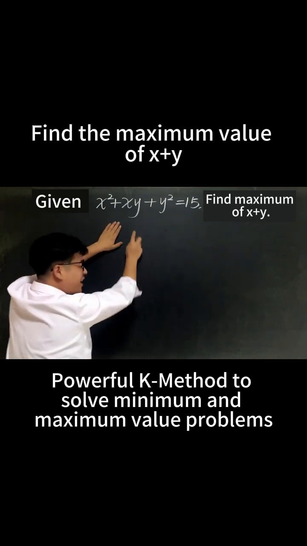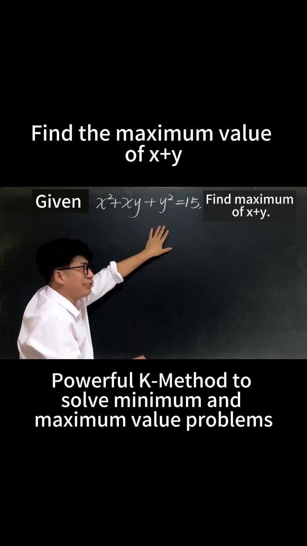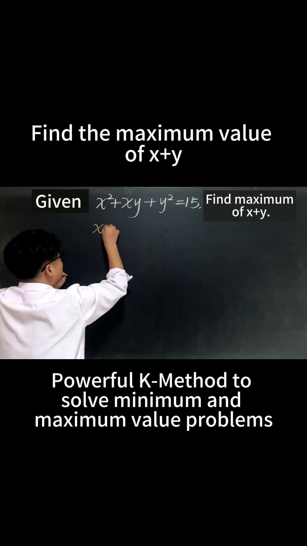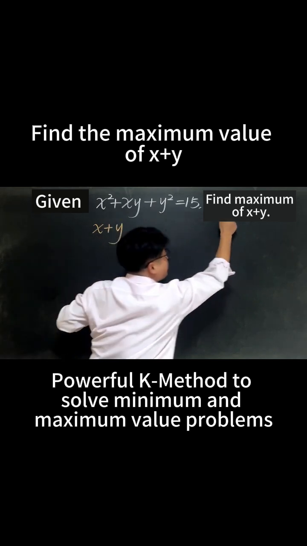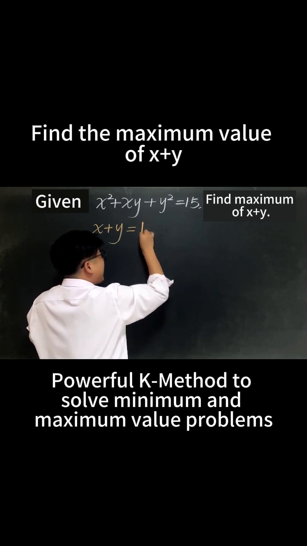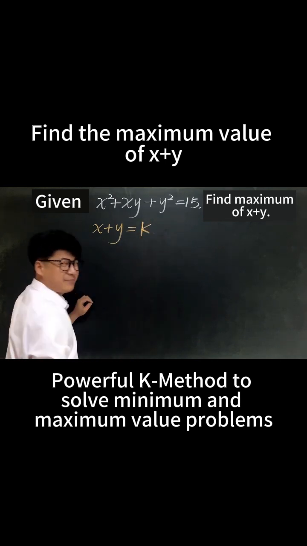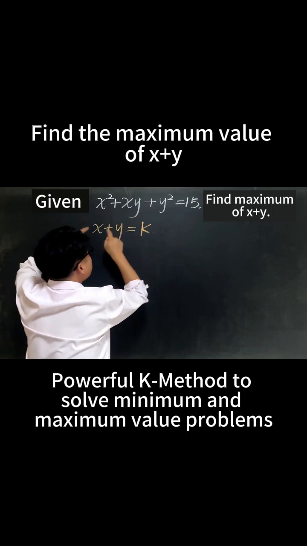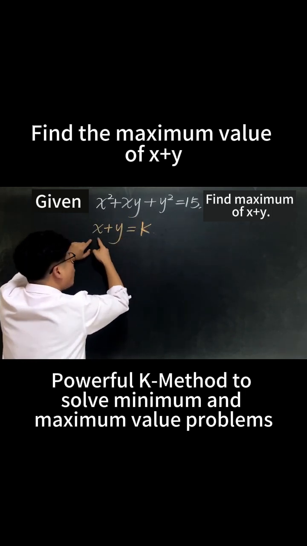Of course, there are many ways to solve this kind of problem, but how do we use the universal K method? First, let's make an assumption. Assume that the maximum value of x plus y is k. In that case, let's swap x and y. You don't have to swap both. You can just swap x or y.